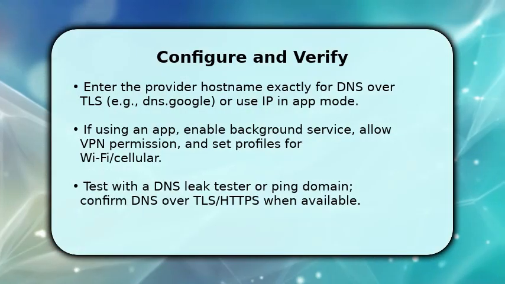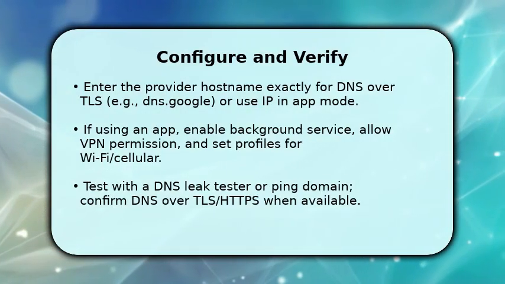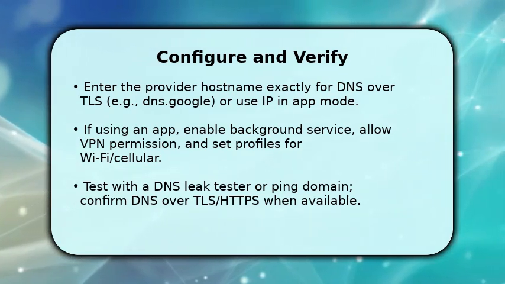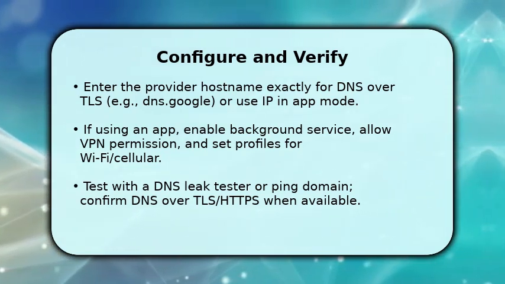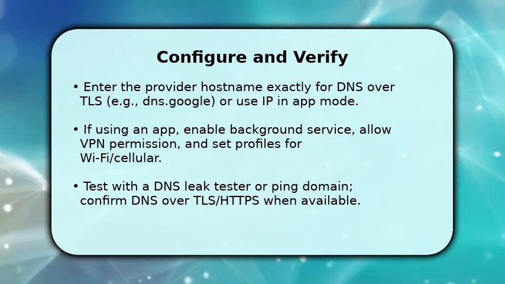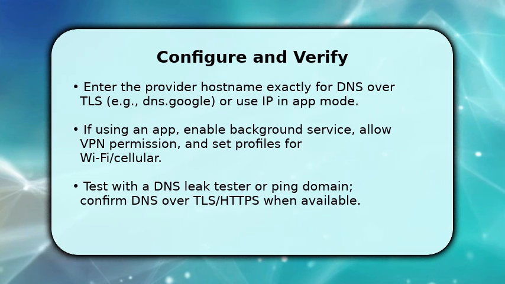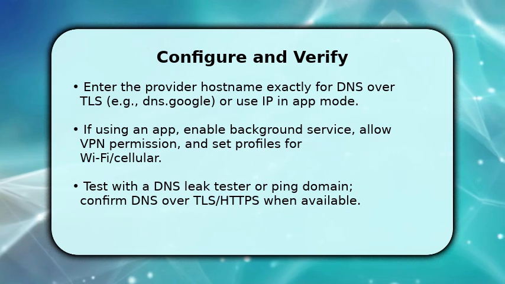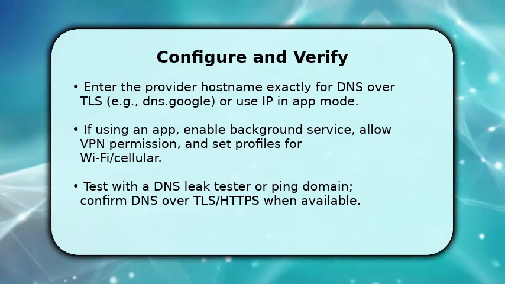Once your provider hostname or app profile is set, activate the configuration and connect to Wi-Fi or cellular to apply changes. If you used private DNS, Android will validate the hostname and show private DNS provider hostname set. If you used an app, grant VPN permission and select the active profile. Apps usually show status and logs.